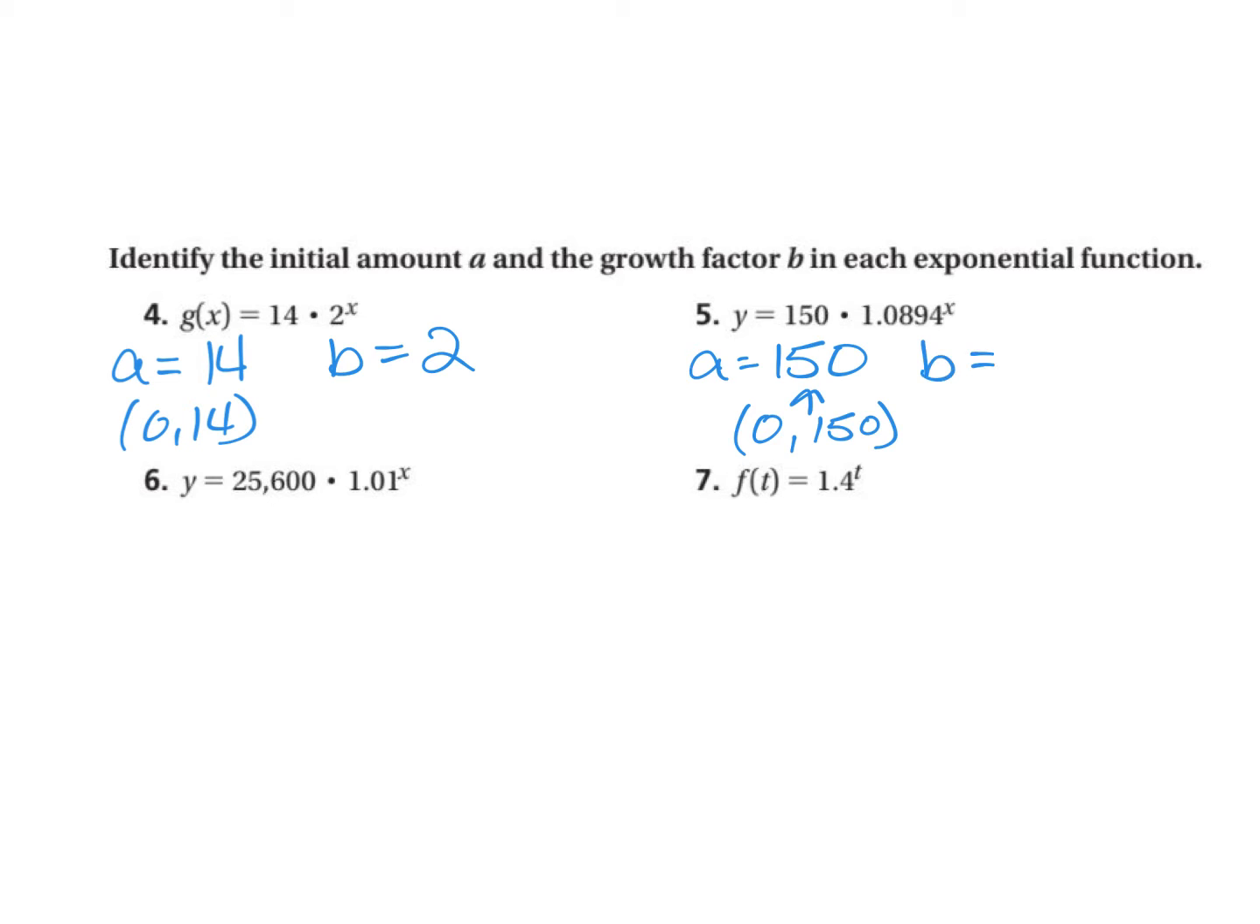So B would equal 1.0894. Now I want to talk about this. This is like 108.94%. So we would take this decimal and move it this way. So this would be an increase of 8.94%.